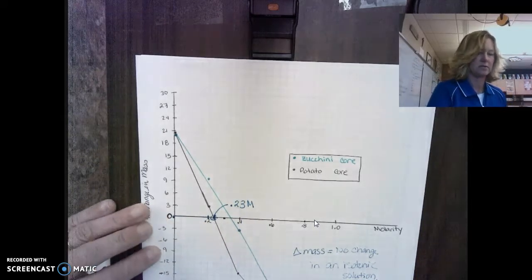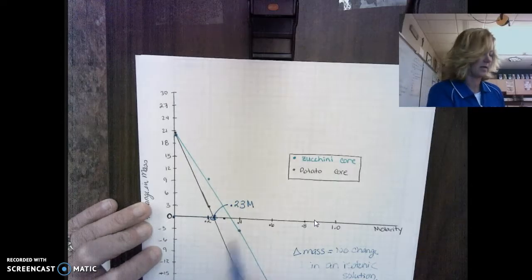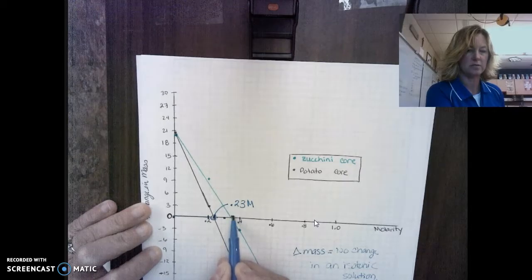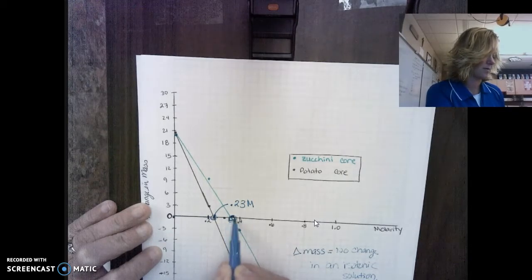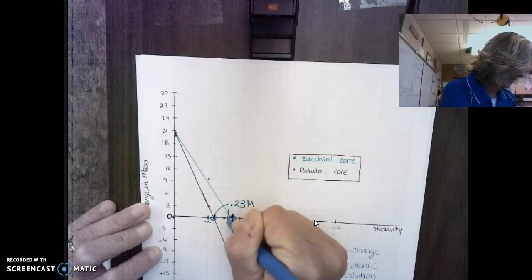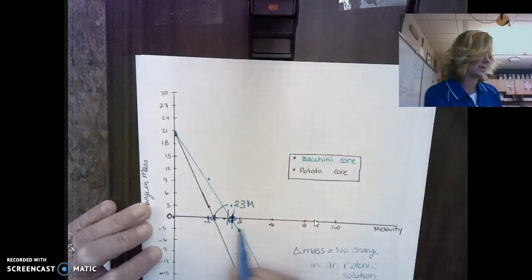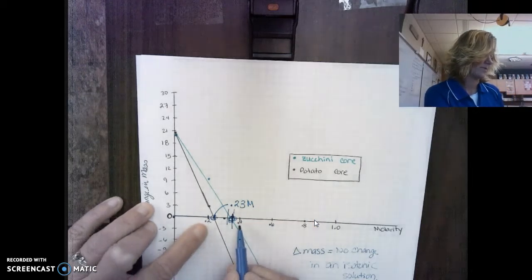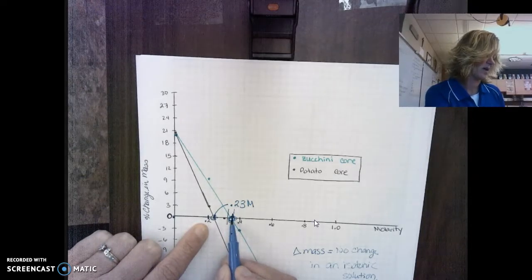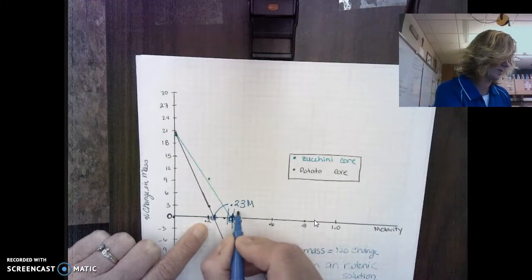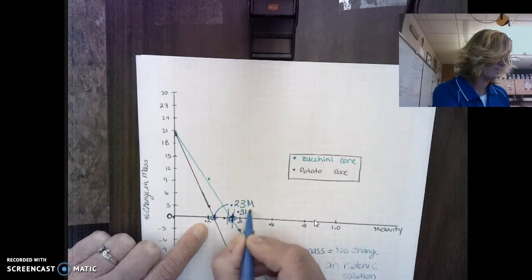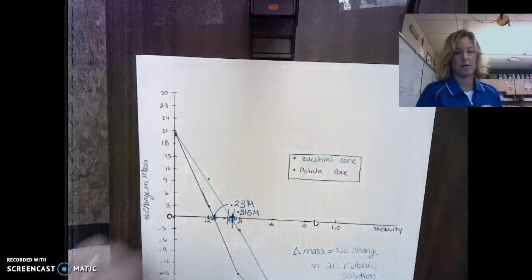Again, I can do the same thing for the zucchini core, where at no change in mass there should be an isotonic solution. So it should be right here on this x-axis. Let's see, where am I? Right here. I have a line here, and a line here. So again, it's not quite 0.4. I have between 0.2 and 0.4. Halfway is right here at 0.3, and halfway is about 0.15. So I'd say it's probably about 0.3 molar solution.